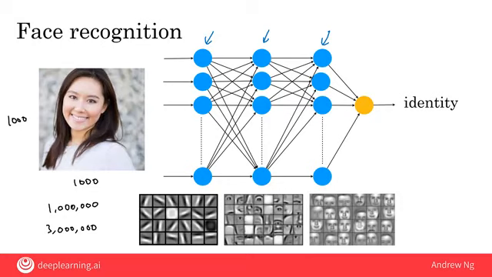All you need to do is give it a lot of data of pictures like this, A, as well as the correct identity, B, and the learning algorithm will figure out by itself what each of these neurons in the middle should be computing.